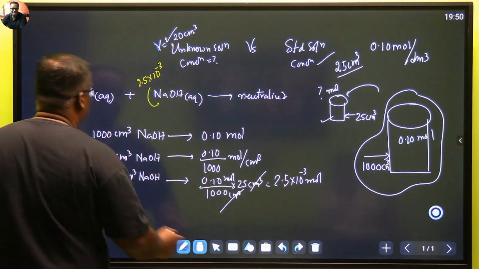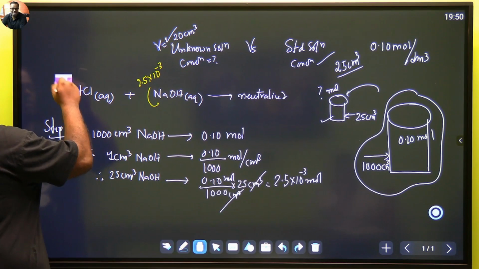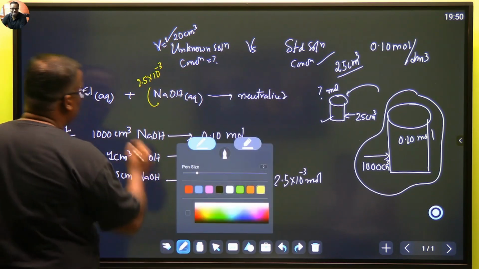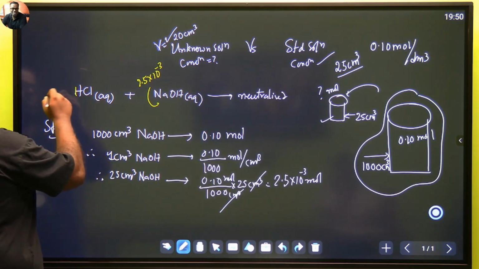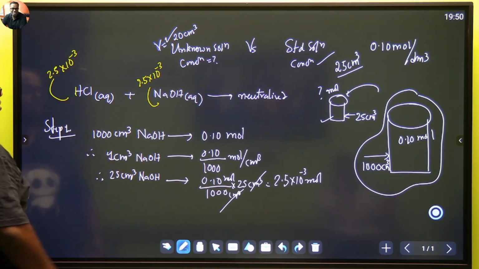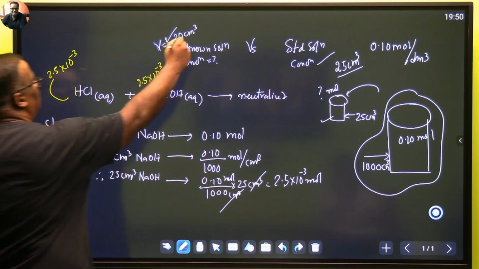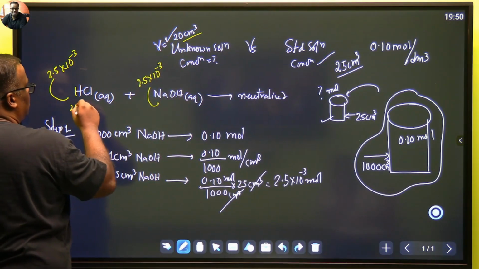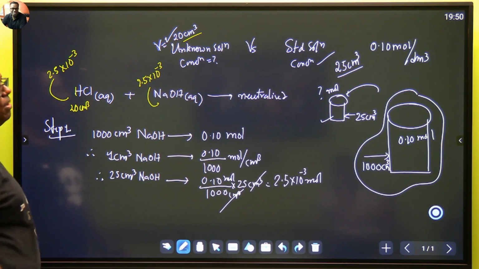Then we know the original 1 can neutralize 1. So now tell me, how much HCl will there have to be? How many moles of HCl should be here? Same, 2.5 into 10 to the power minus 3. How much was the volume of HCl? 20 centimeter cube. Now you have to just comment on the strength.